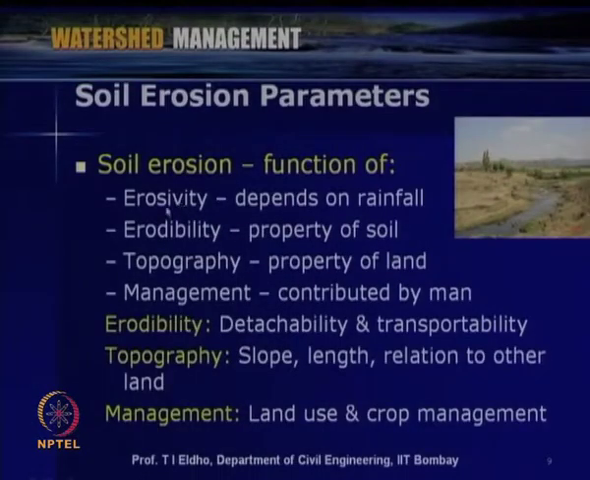So, soil erosion we can show that it is a function of erosivity. Erosivity means, depending upon the intensity of rainfall, depending upon the drop size of the rainfall, the erosivity varies. So, the impact on the soil varies. Accordingly there can be more erosion or less erosion. So, erosivity depends upon rainfall, and then the second one is erodibility. Erodibility is a property of soil.